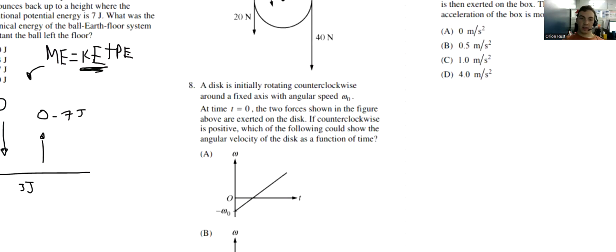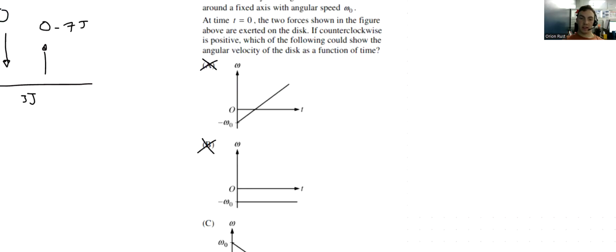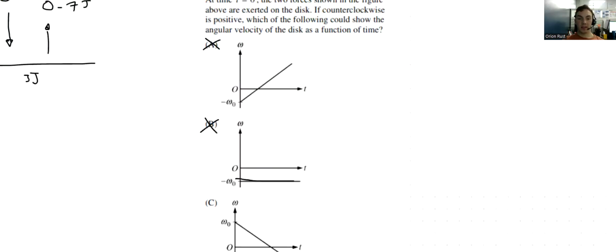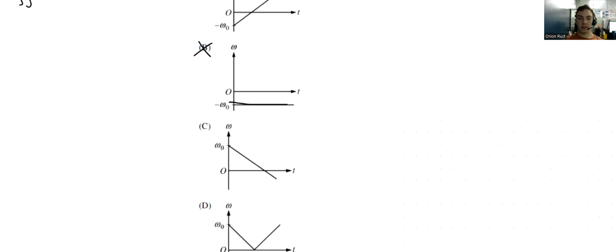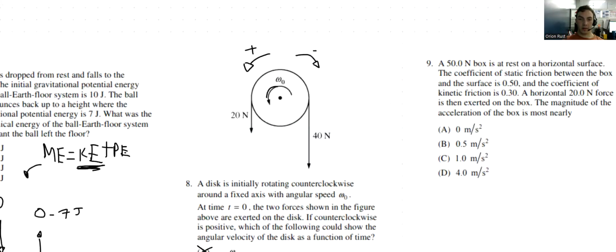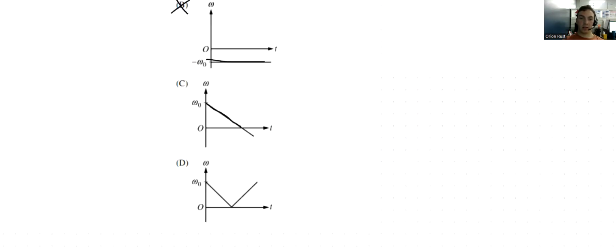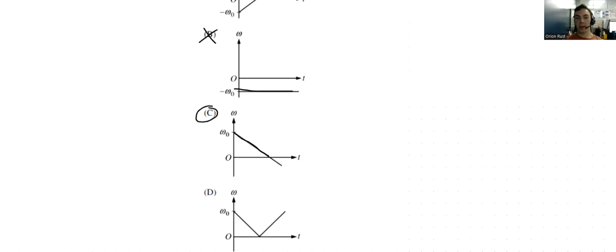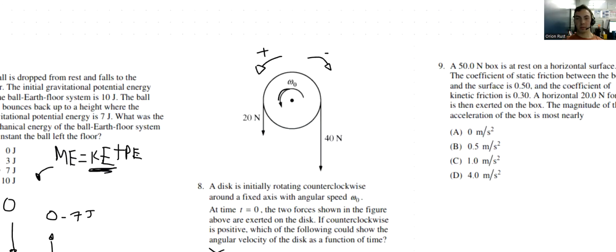So this one is not right. This one is not right either, because the angular velocity is changing. It's not constant. This one decreases, and eventually, because the force in the clockwise direction is greater, it'll actually start going in that direction. So this looks to be our most accurate. And just to check, just for kicks and giggles, this one stops and then speeds up back to its initial speed. That doesn't really make physical sense given what we're working with here.